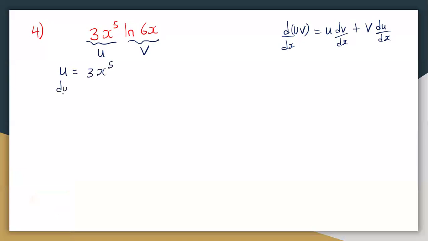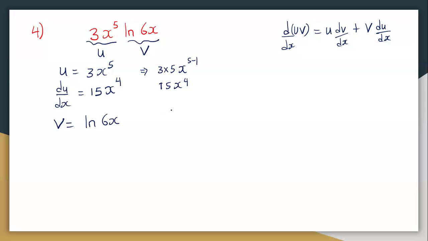So when I say u is equal to 3x to the power 5, my du dx is going to be, I drop the power, it becomes 3 times 5, which is 15. I reduce the power by 1, I get x to the power 4. In case you don't know, you do it as side work. You say this is 3 times 5, then x to the power 5 minus 1, which is 15x to the power 4. Then I have my v, which is ln of 6x.